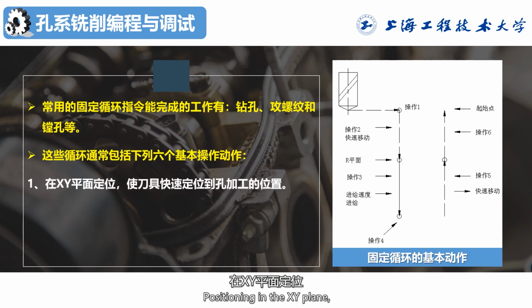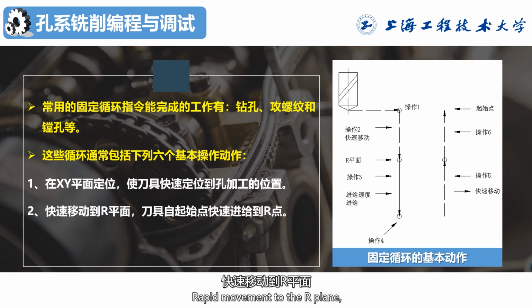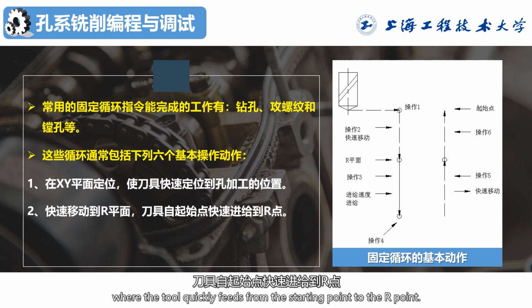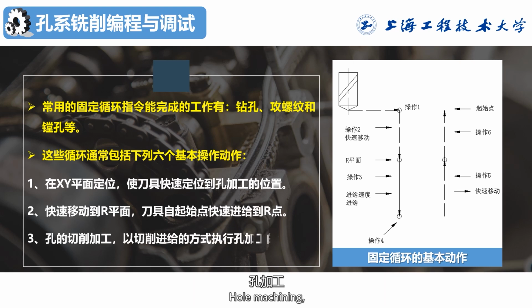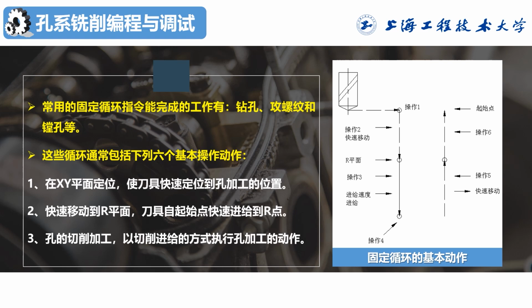Positioning in the XY plane, quickly positioning the tool to the hole machining position. Rapid movement to the R plane, where the tool quickly feeds from the starting point to the R point. Hole machining, where the tool can either machine directly to the hole bottom or in stages depending on the hole depth. Machining in stages to the hole bottom is also known as peck feeding.